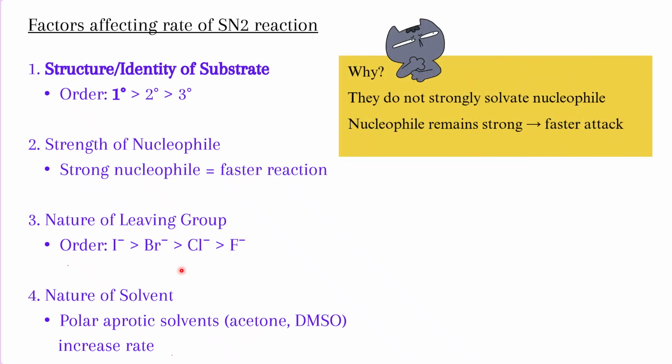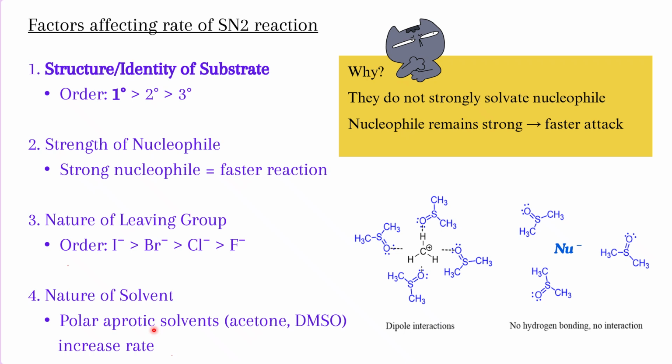Now the next factor is the nature of the solvent. Yes, you're right, you might have not heard of this, but yes, the nature of solvent also affects the rate of reaction in case of SN1 and also in case of SN2. Remember, whenever we have a polar aprotic solvent, that particular solvent is going to prefer SN2 reaction. Now let us understand why.